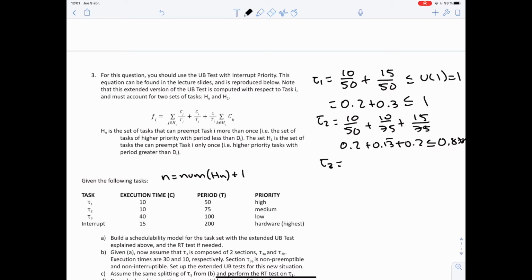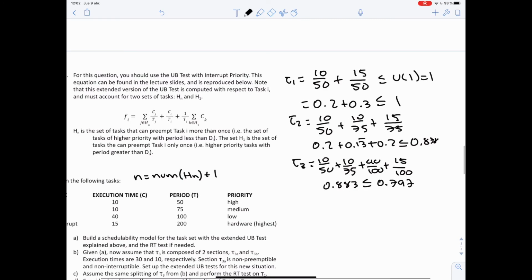Now for task 3, we have two tasks, 10 over 50 and 10 over 75, that have a lower period and a higher priority. And we have itself, the center term, which is 40 over 100. And we have the interrupt, which is 15 over 100, again, because we're using the period of the current task. And this will be equal to 0.883. And we want to check if that is less than the utilization bound, which in this case would be for n equal to 3. And that will give us 0.797. And that is not, so this does not pass.